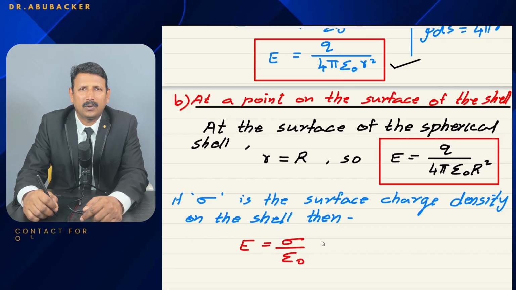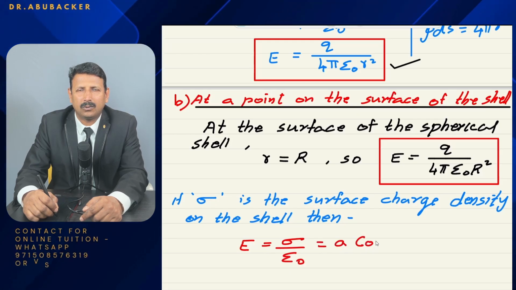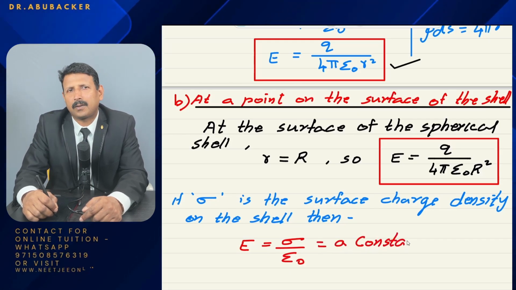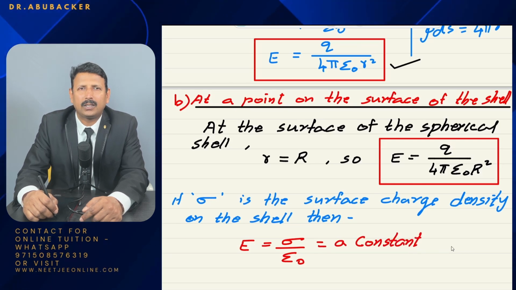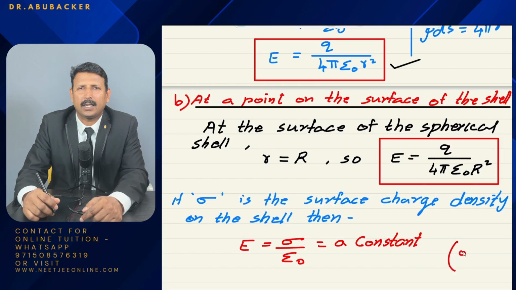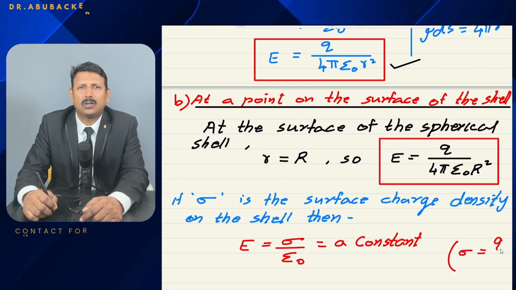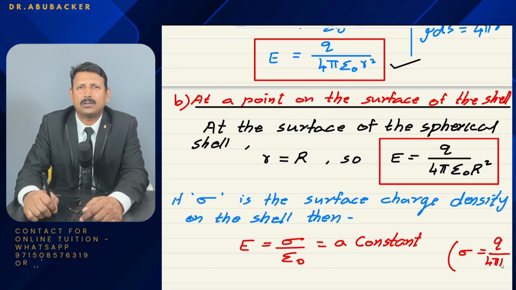Can you see the equation? Actually E is equal to Q by 4 pi epsilon 0 r square, right? We are planning to do some modification now. E is equal to sigma by epsilon 0. You can apply that and extend. So from the above expression, what we can conclude is E is equal to sigma by epsilon 0.